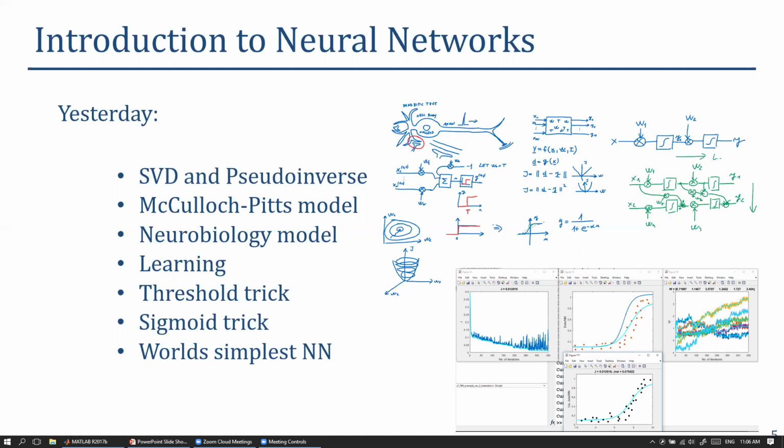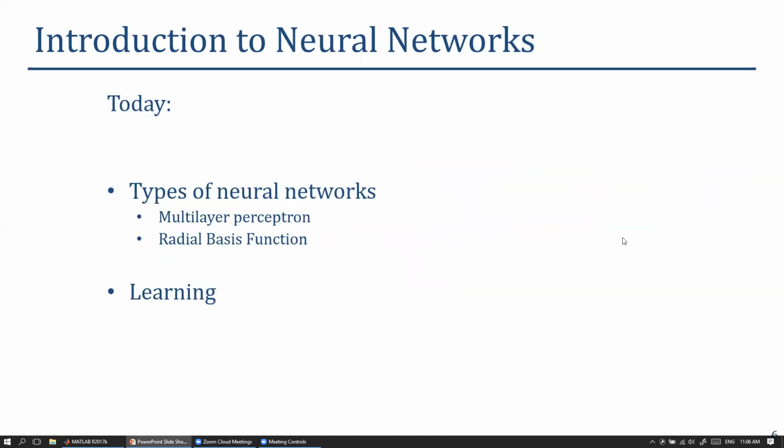So what I want to do today is just to highlight some types of neural networks. One of them would be the multi-layer perceptron and the radial basis function neural network. And we're going to take a look at some aspects of learning, that means the parameterization of the network and the structure selection of the network.